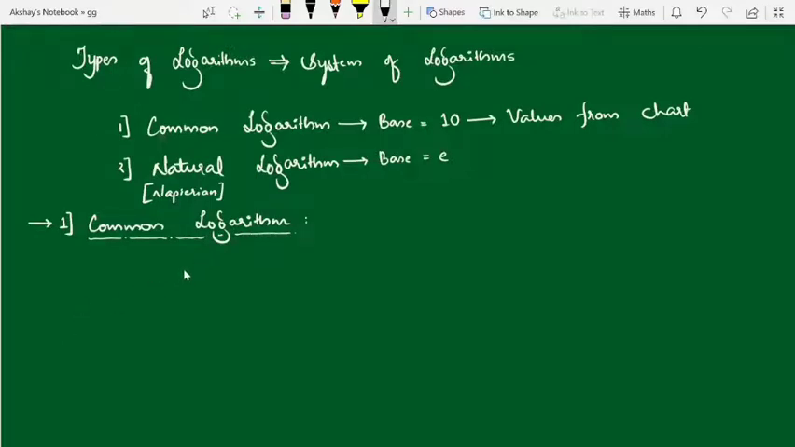Okay. Listen, now in common logarithm, we again have two different parts. Okay. So let me draw the parts.